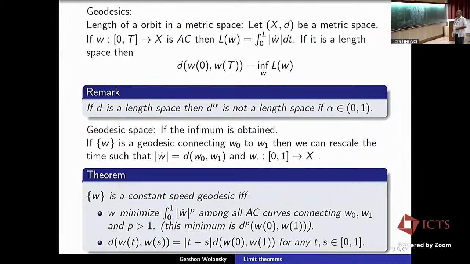Constant speed geodesics minimize the distance to the power p for any p bigger than 1, among all absolutely continuous curves connecting W0 to W1. Another characterization is that the distance between two points along the path is just the absolute value of t minus s times the distance between W0 and W1. This is true for any t and s in [0,1]. So this is a general statement about curves in metric spaces.